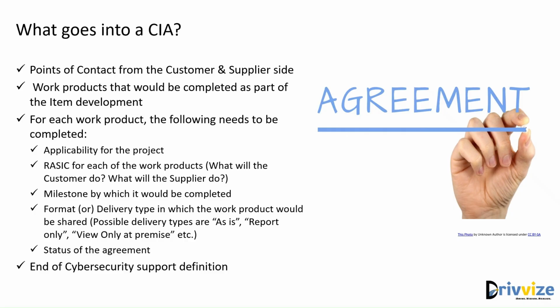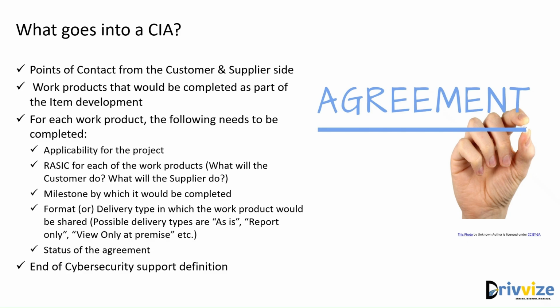And then you need to also agree on the format or the delivery type by which the work product would be exchanged between the customer and supplier. So maybe there are certain work products that you feel are confidential for your organization, and so you say, okay, I'll not be able to directly share this access with the customer, and so you might say, okay, you can only view this in my premises. So for each of the work products, you need to decide what is the delivery type, right?